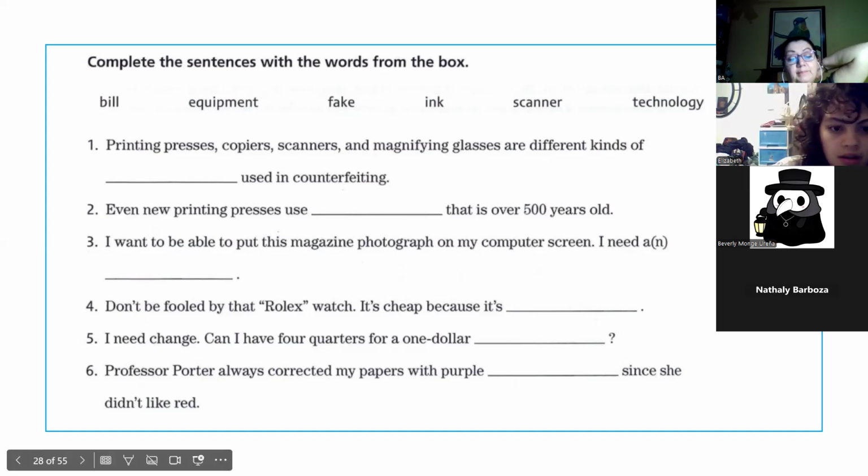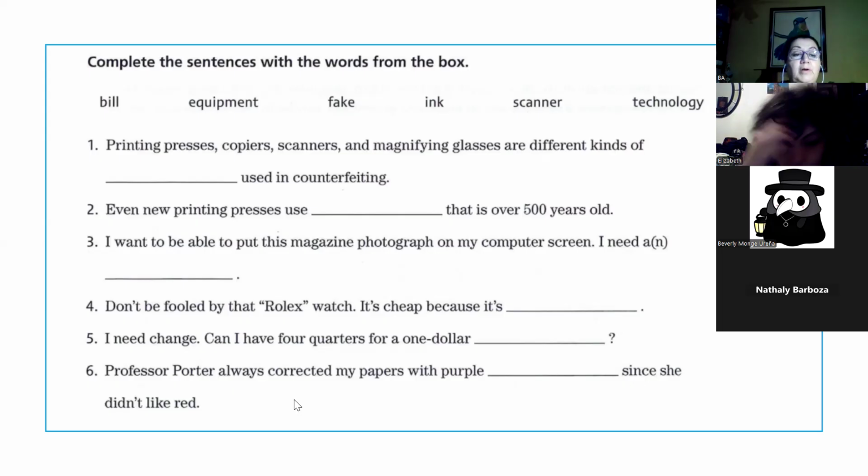Okay. Nobody's writing on the chat yet. Hello. ¿Qué significa bill? ¿Qué significa fake o ink? Okay, bill, billete, fake es falso, ink, tinta.